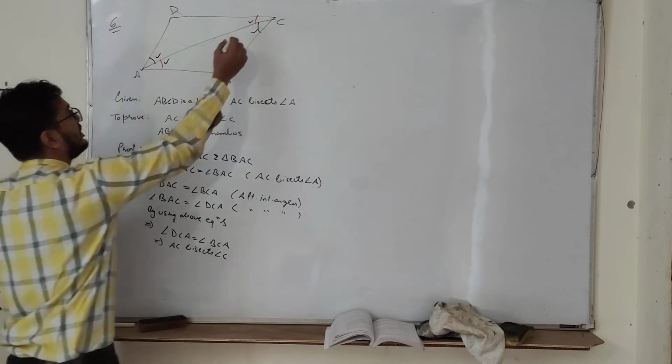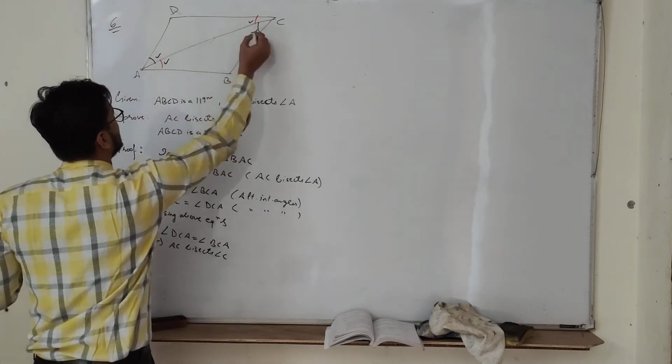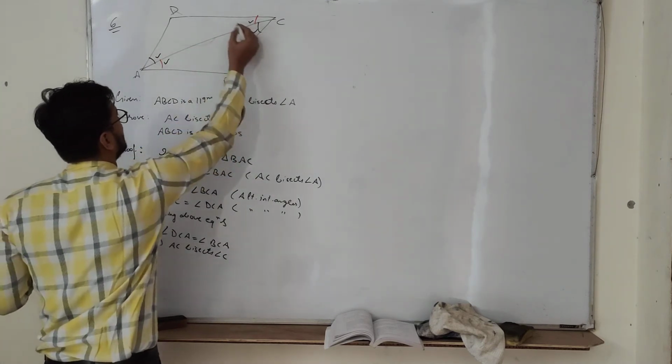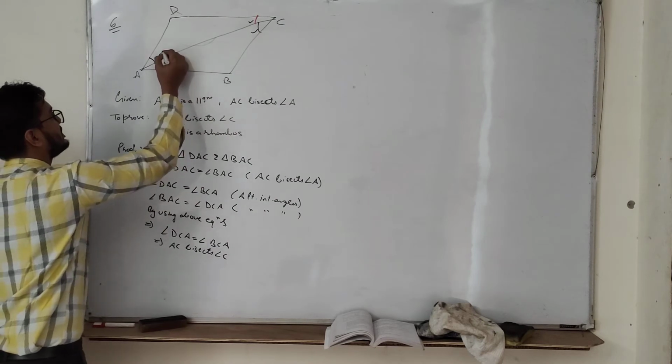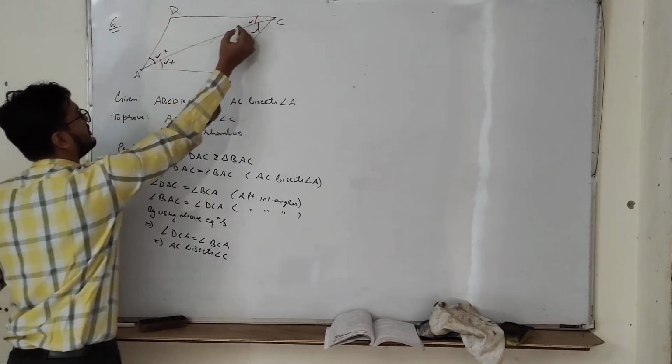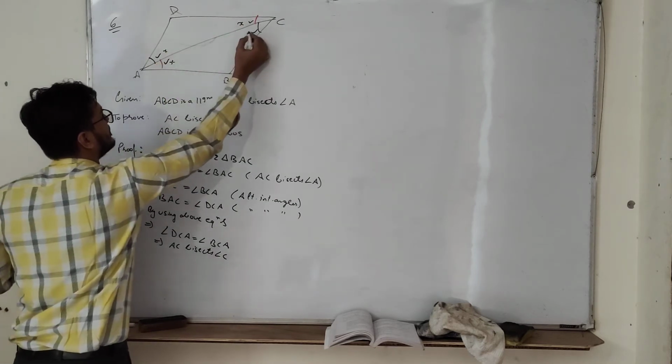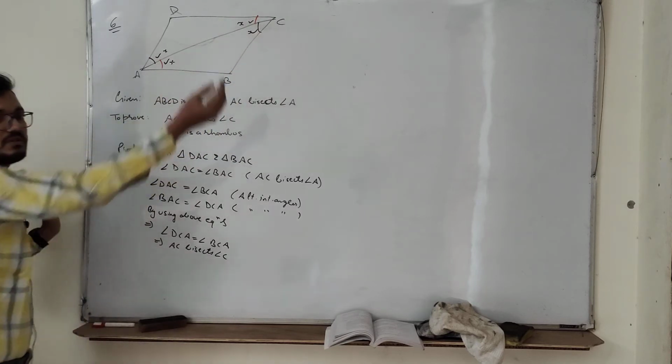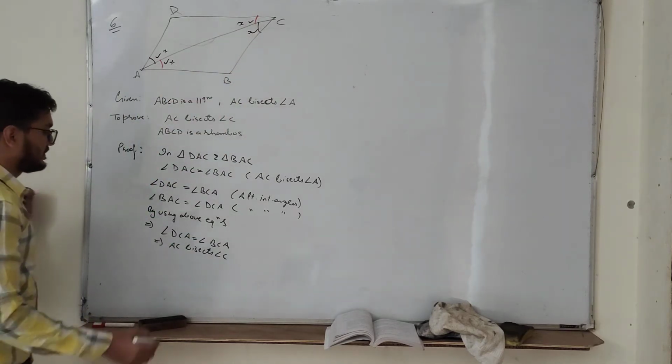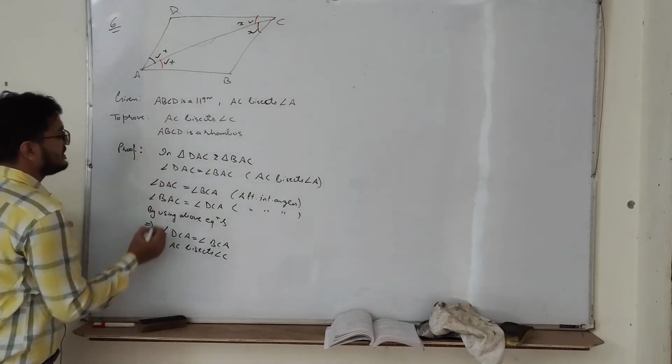Very easy. If this is equal to this, and this is equal to this, and these two are equal to each other, so these two are also equal. If this is x, this is also x. So this x is equal to this x, alternate interior. This x is equal to this x, alternate interior. So both are also equal because both are equal to x. Now we have to show that ABCD is a rhombus.